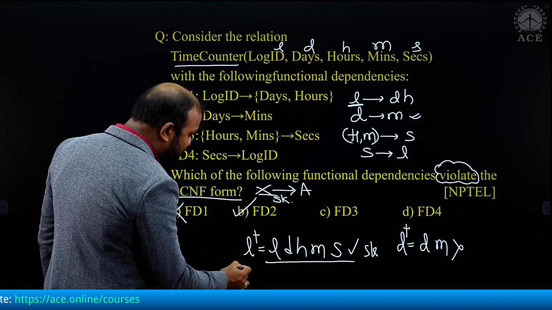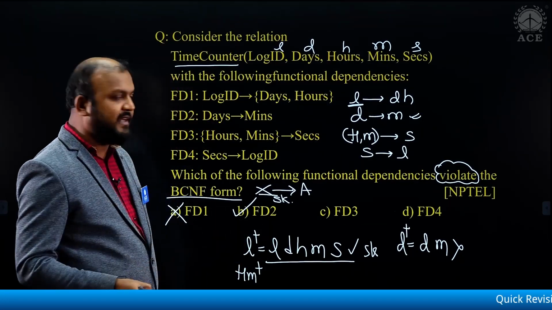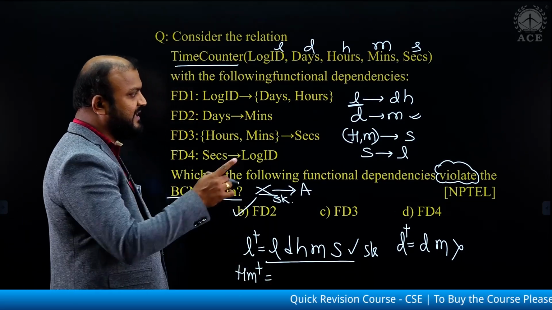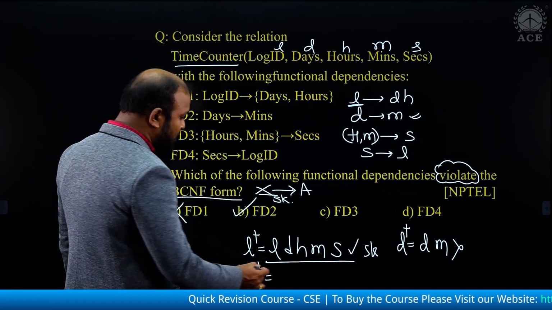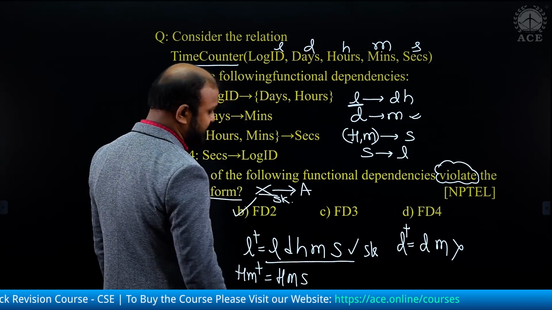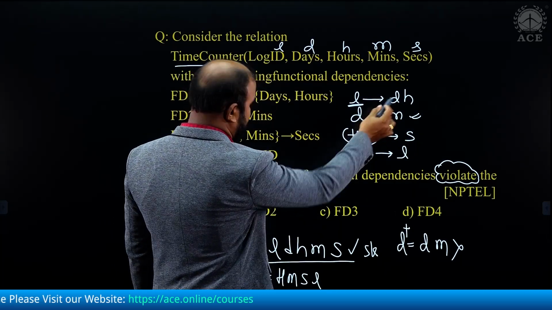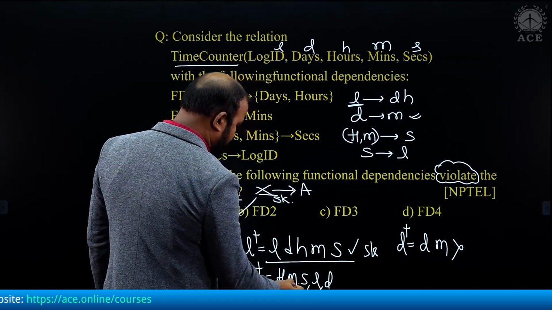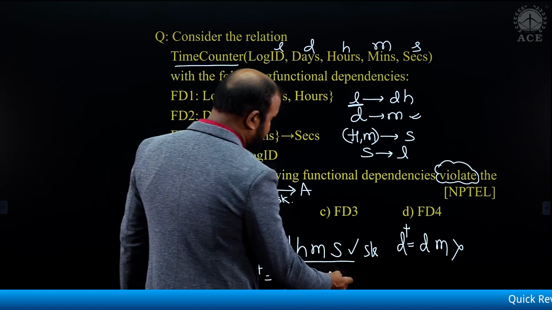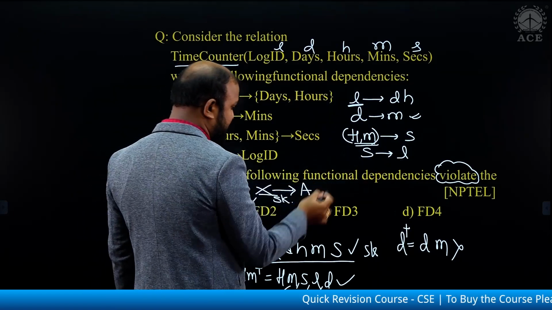Now, HM to S. For it to violate, HM closure should not contain all attributes. If HM closure contains all attributes, then I can call HM a super key, and then HM to S is satisfying the BCNF rule. What is HM closure? H, M. With HM, you are getting S, seconds. With seconds, you are getting login ID. With login ID, you are going to get days and hours also. All attributes are possible, right? H, M, L, D, S, all are there. Because HM is a super key, this is also satisfying the BCNF rule. Because the question is about violate, C is incorrect.